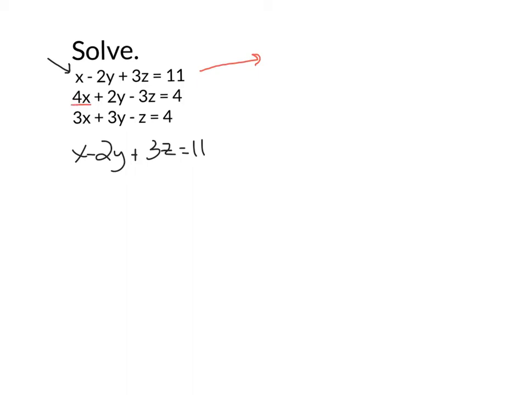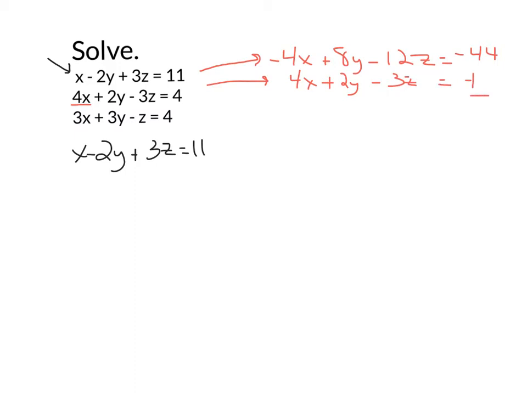So I'm thinking to myself, what do you add to 4x to make it cancel? And the answer is negative 4x. So I'm multiplying the whole top equation by negative 4. So make it negative 4x plus 8y minus 12z equals negative 44. Now I'm just going to add that to the second equation, which is 4x plus 2y minus 3z equals 4. Alright, when I add those, the x's are gone. I get 10y minus 15z equals negative 40.